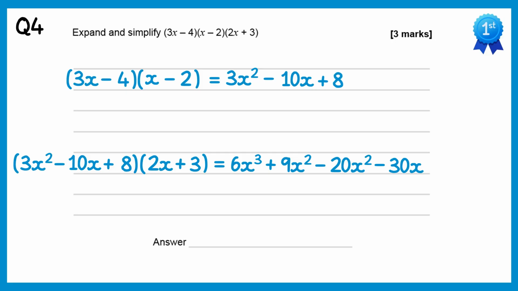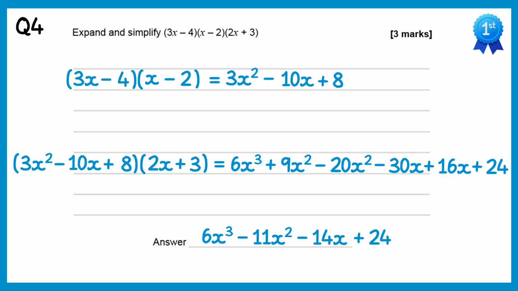Finally, I'll do 8 times both of those two terms, so 8 times 2x is plus 16x, and 8 times 3 is plus 24. We can now simplify, so we have 6x cubed. If we simplify the x squareds, we get 9x squared take 20x squared, which is negative 11x squared, and then the x's, we have negative 30x add 16x, which is negative 14x, and finally plus 24.